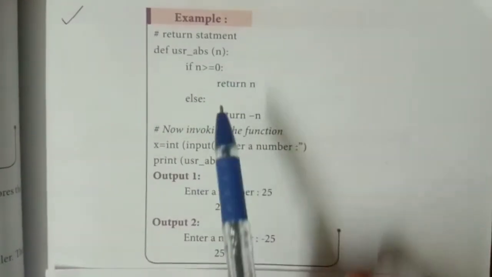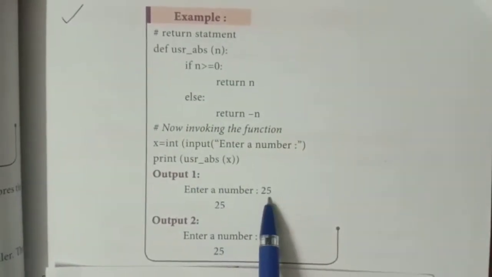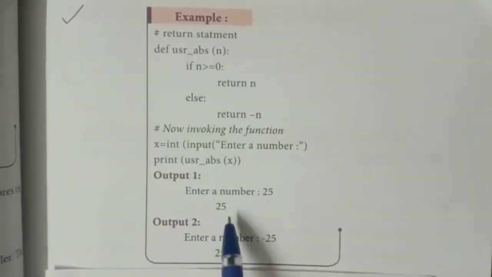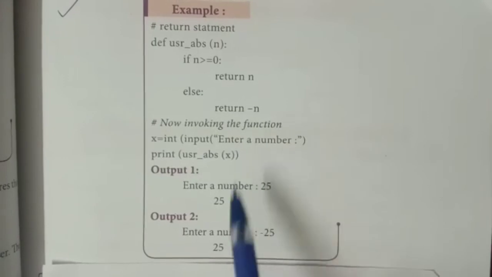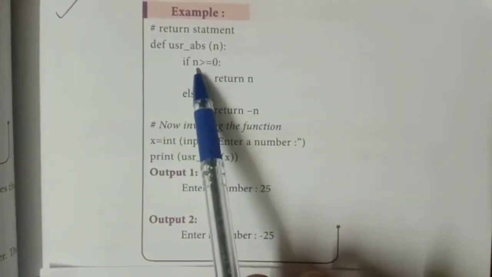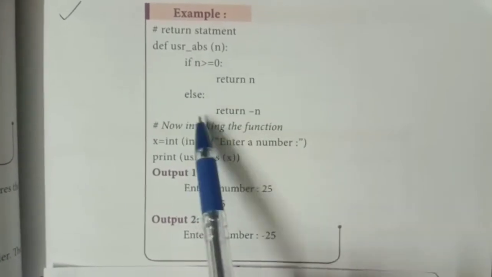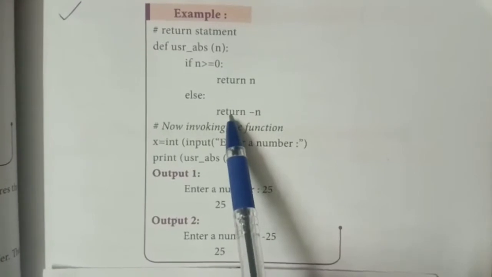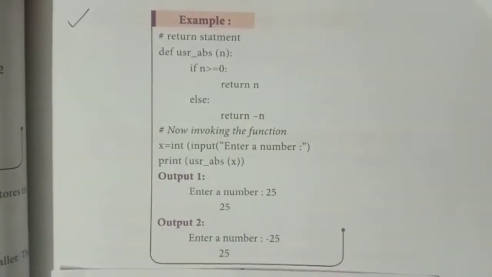So now, they gave the example as 25. 25 is greater than 0. So, it will return 25. Second value, they gave it as minus 24, which is not greater than 0. So, it is lesser value. So, the else return statement will be used. This is the way we have to use return statement.